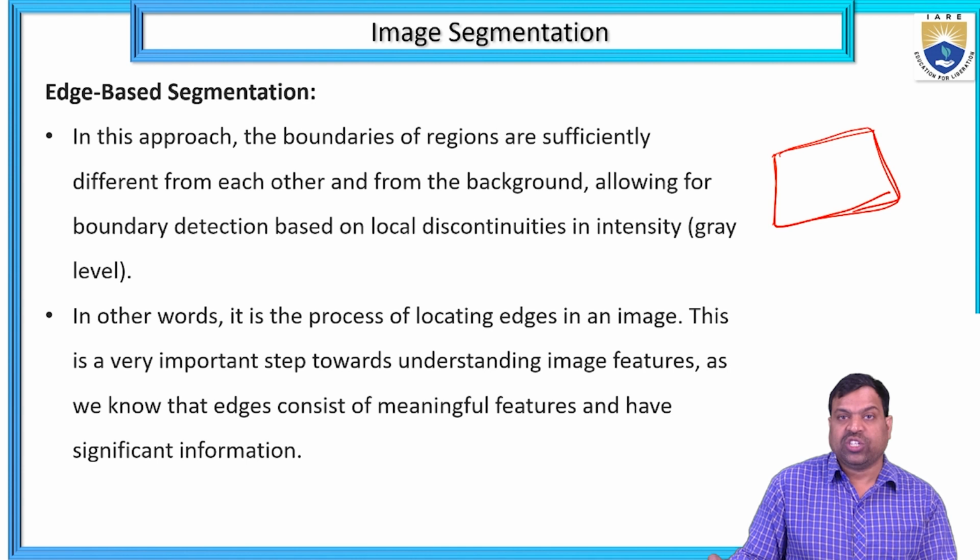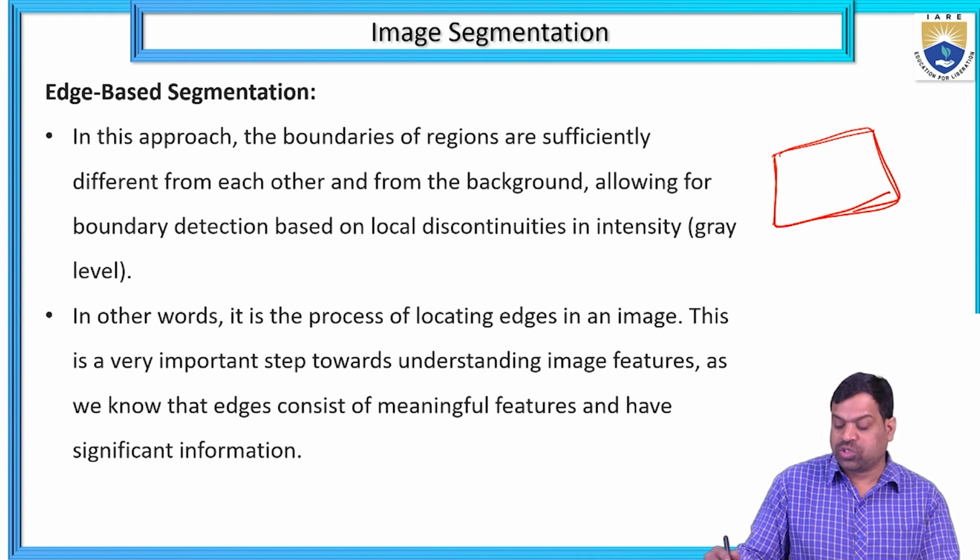So edge-based segmentation will find the edges. But what are the disadvantages? If so many edges are there, it is not possible, and if the image is smooth, it is also not used here.